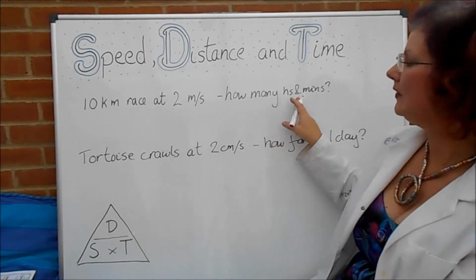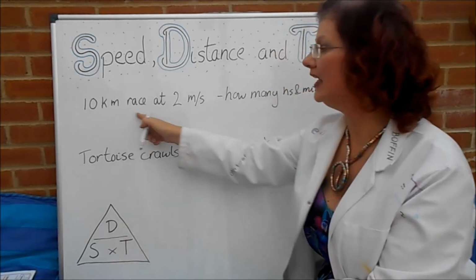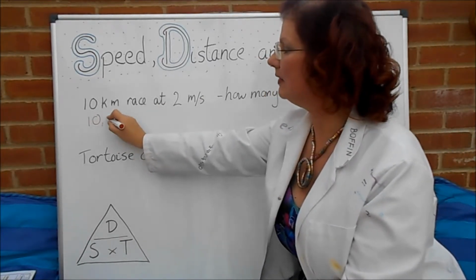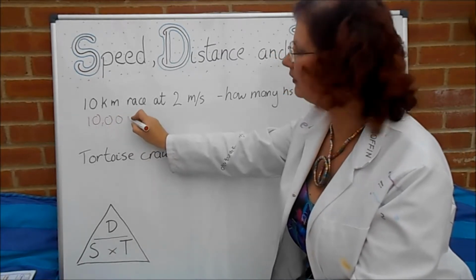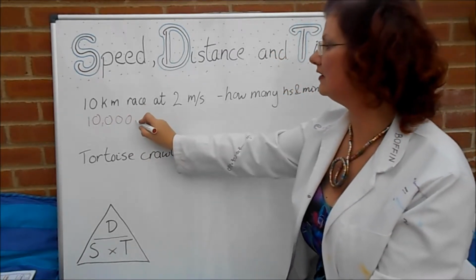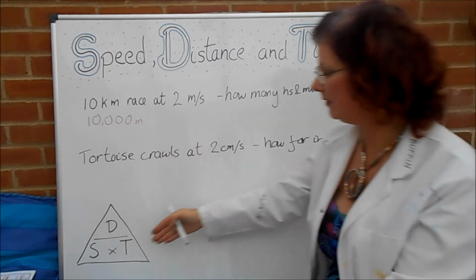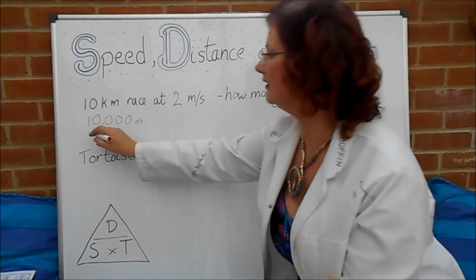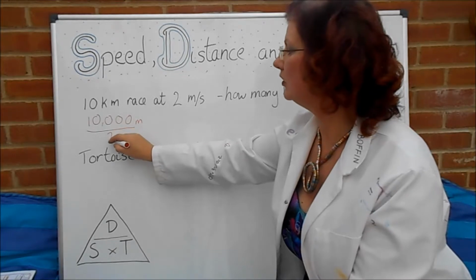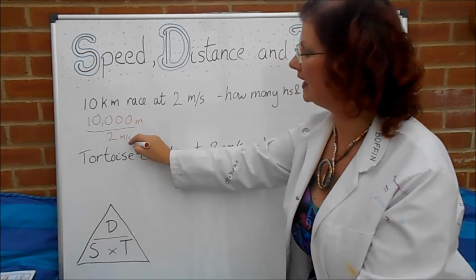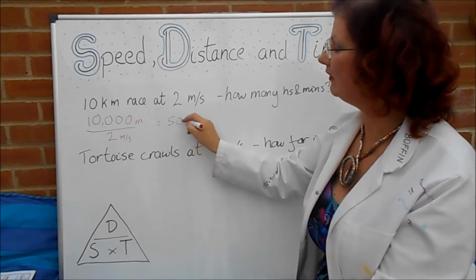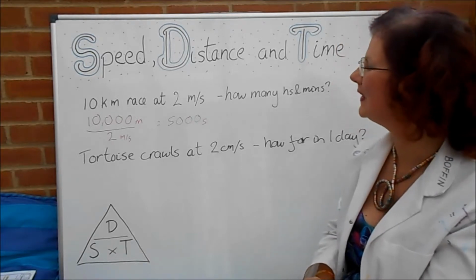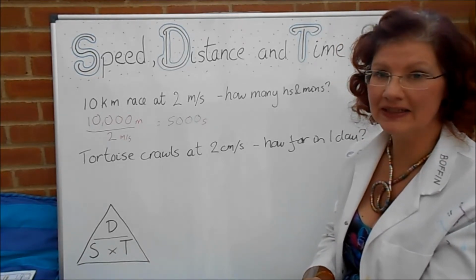First of all, how many hours and minutes, that's a time, for a 10-kilometre road race at 2 metres per second? Well, I'm first of all just going to turn that into metres. Kilometre is 1,000 metres, so that's 10,000 metres. And to get a time, we do the distance over the speed. So 10,000 metres divided by 2, and that's metres per second, will give me 5,000, and those are seconds. Okay, did you get 5,000 seconds? I hope so. Next we need to turn that into hours and minutes.